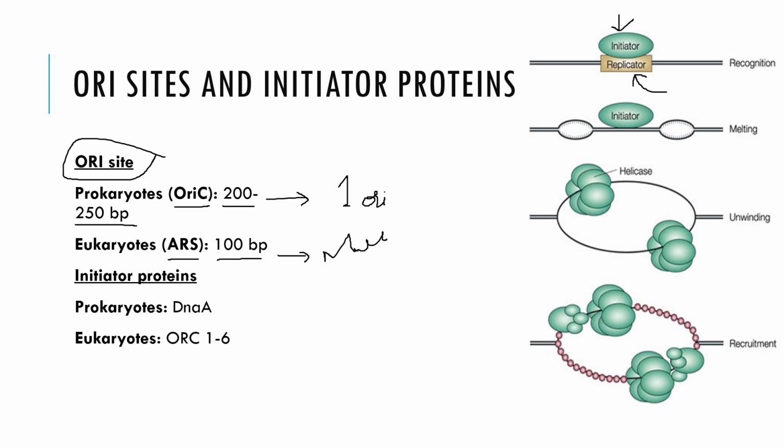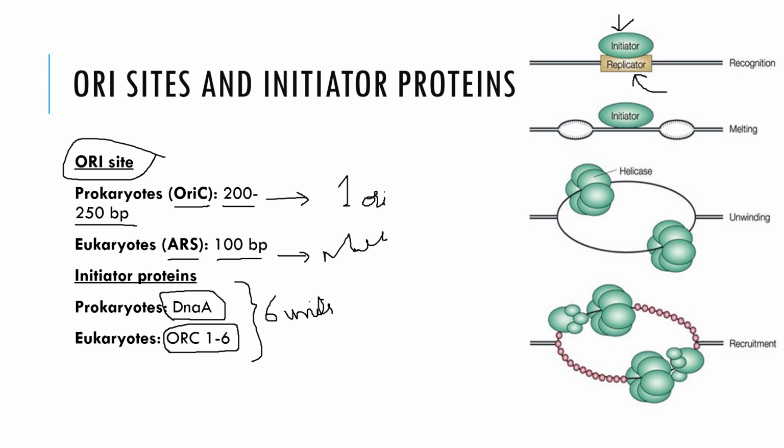As you can see here, in case of prokaryotes the initiator protein is called the DnaA. And in case of eukaryotes the initiator protein is the ORC, which is the abbreviation of origin of recognition complex. There is one important thing for both of them: whether we talk about prokaryotes or eukaryotes, both initiator proteins are of 6 subunits.